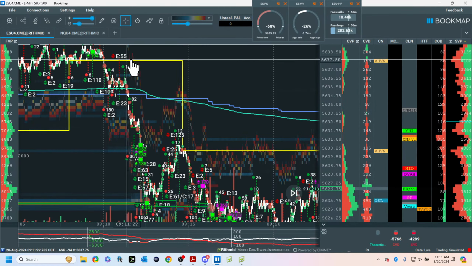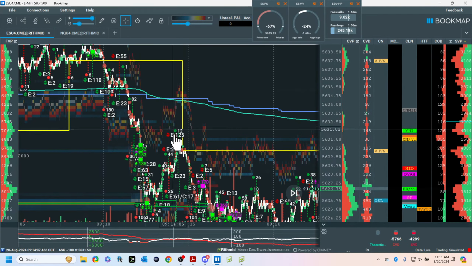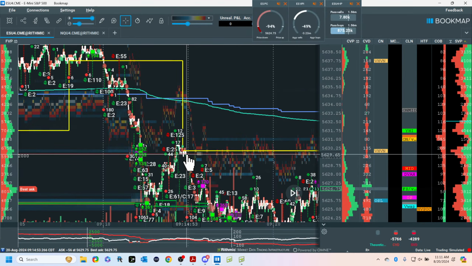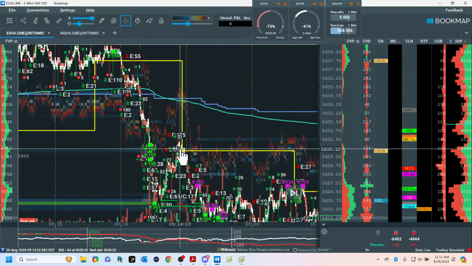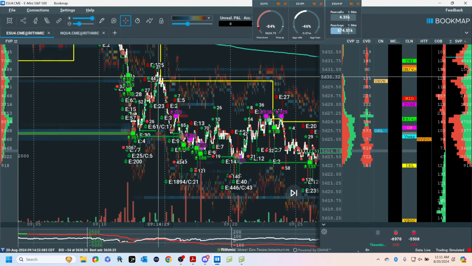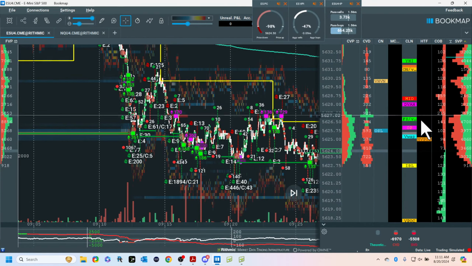Now we have too high. The VPOC is migrating down. This is a structured trade in the Trader Lab if it's part of your plan. Same trade from the other direction, VPOC migration. Longs on the hook. What else do we have?